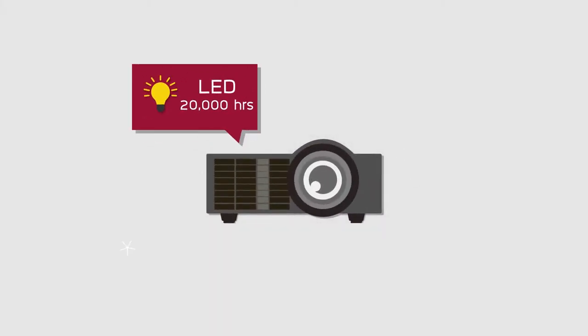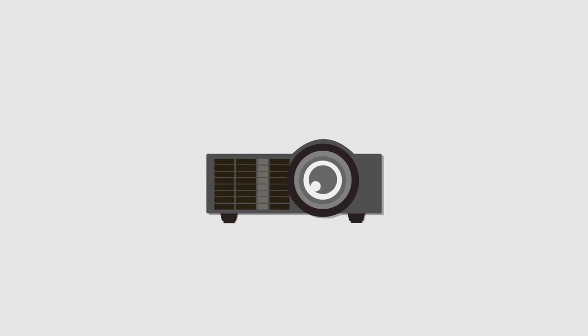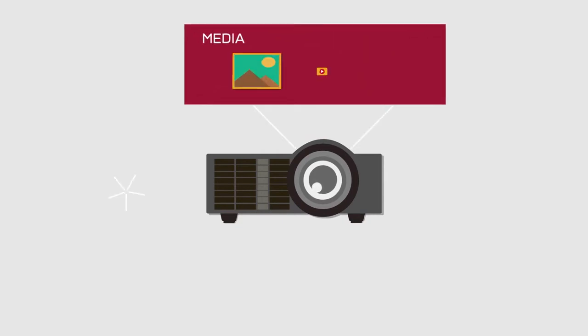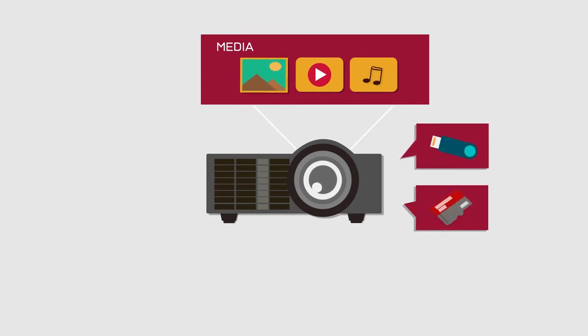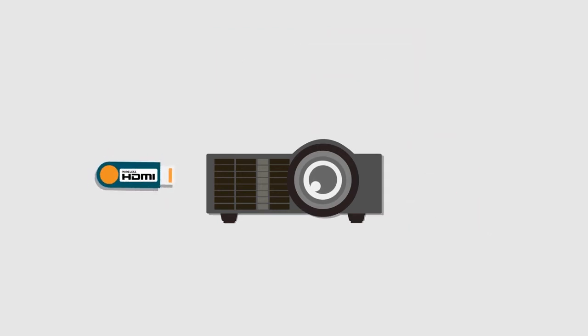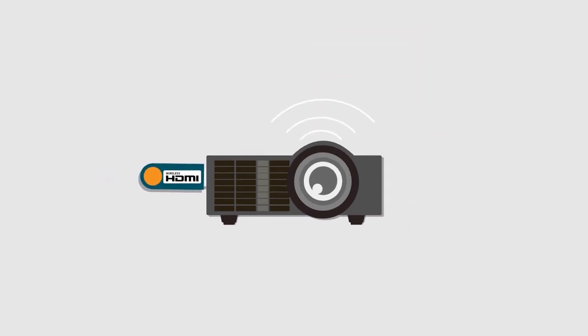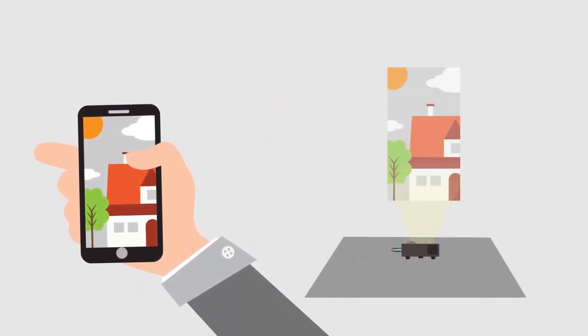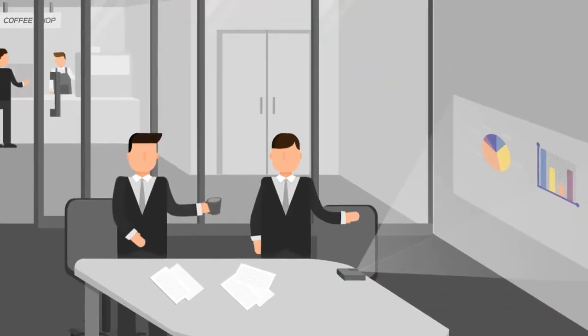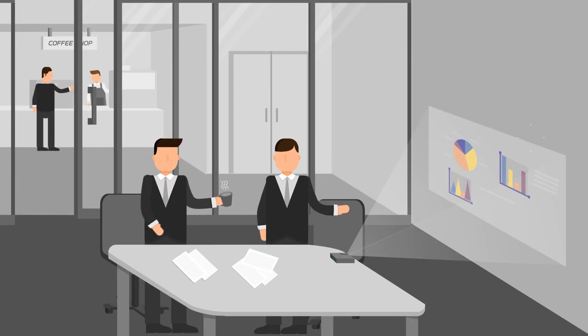LED-based gives a longer life light source with 20,000 hours that provides lower heat and is maintenance-free. For ease of use, the PJ-WXC1110 can display videos, photos, and documents from a media reader through USB flash drive, microSD, or internal memory. No PC is needed. Attach an optional HDMI wireless dongle to connect to mobile devices, like a tablet, smartphone, or laptop, without a cable. Now meetings are possible anywhere, anytime.